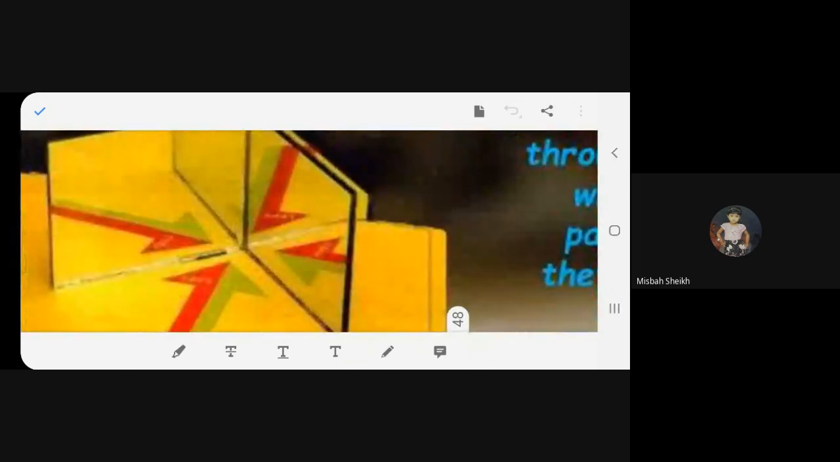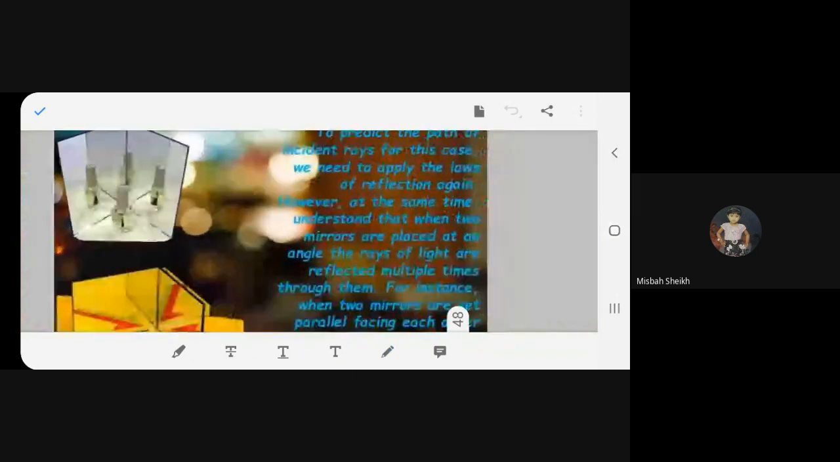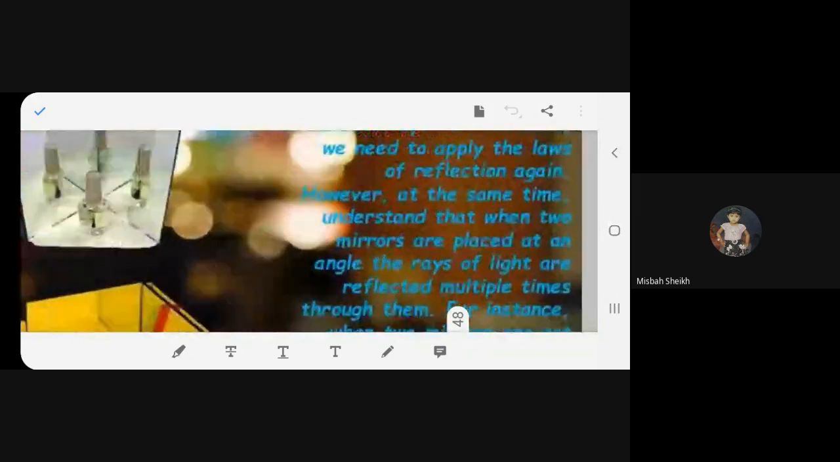Got it now? We have only shown this is the arrow that I've drawn. Okay. This is the arrow. How many reflections can you see? Three. This is called multiple reflection. Hope all of you have understood. Yes, ma'am. So this is actually multiple reflections.